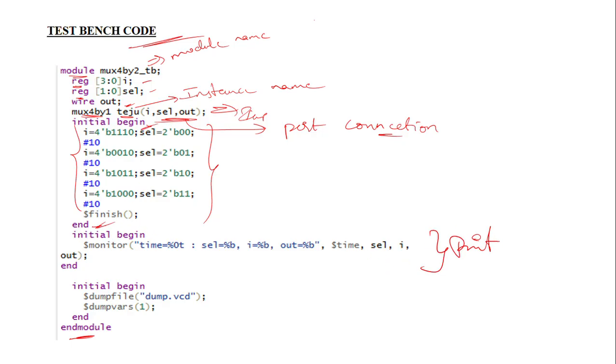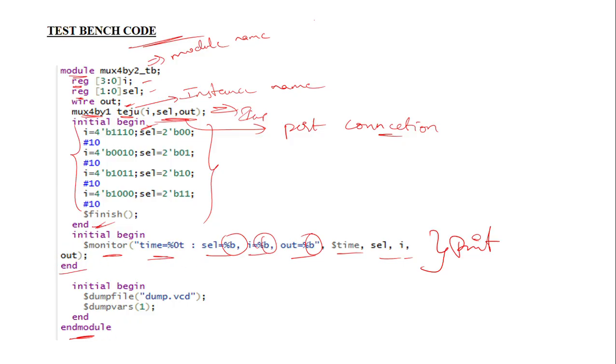Printing means if you want to display anything in our console window, we use the monitor statement or display statement. So here I use monitor. Here I display time, the select line, input and output. It should be in binary format, that's why I use %b. These are the values we are going to assign.